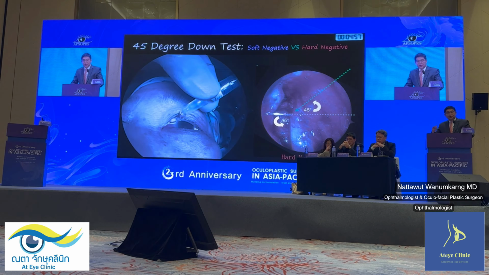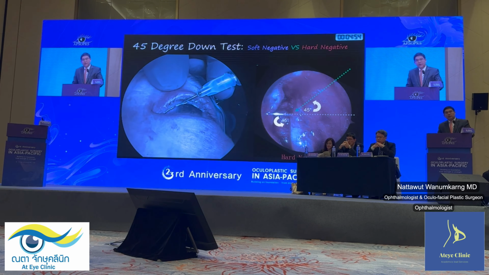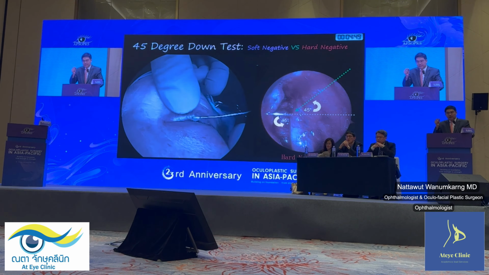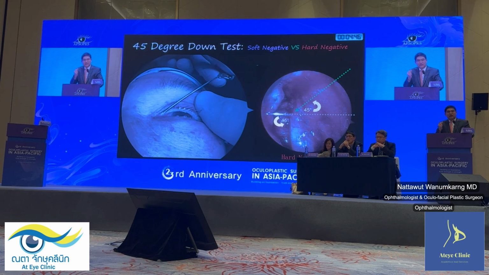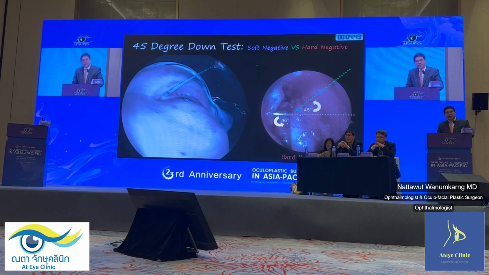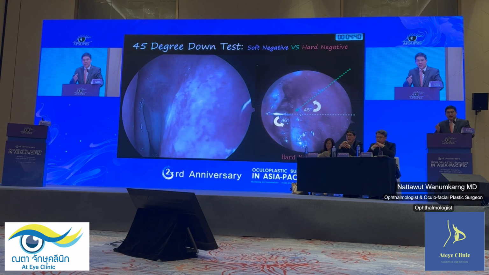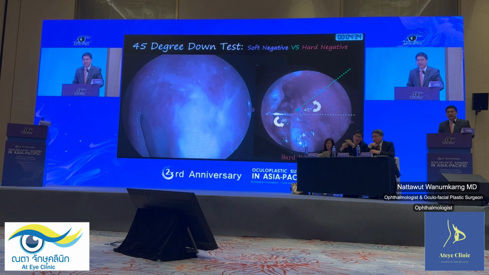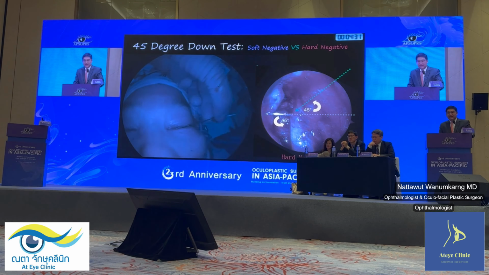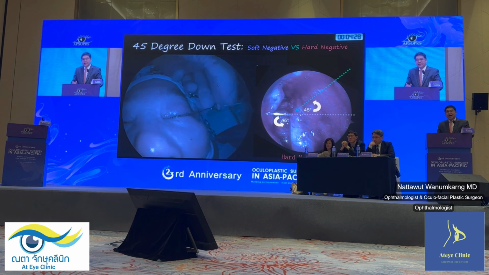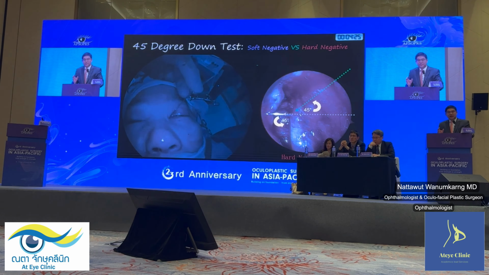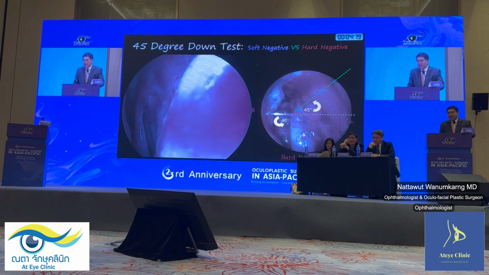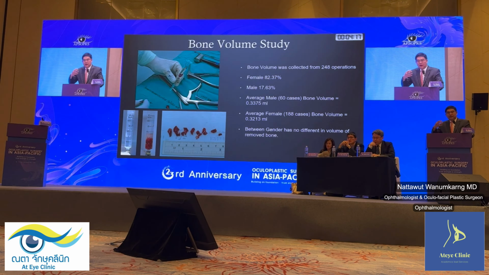The other one is called hard negative. The hard negative means you try to do the sideslinking, very practically applied from the upper or lower punctum, and the tip of the Bowman probe and the tip of the sideslinking could not pass. It's stuck hard. We feel the tip of the Bowman probe is very hard, and the endoscopic view shows no movement. That's called the hard negative for the 45-degree down test. This represents that the previous surgeon may have left a lot of scar tissue, and you are going to remove the scar tissue and sometimes the bone. That prepares you for thinking about the surgical plan.